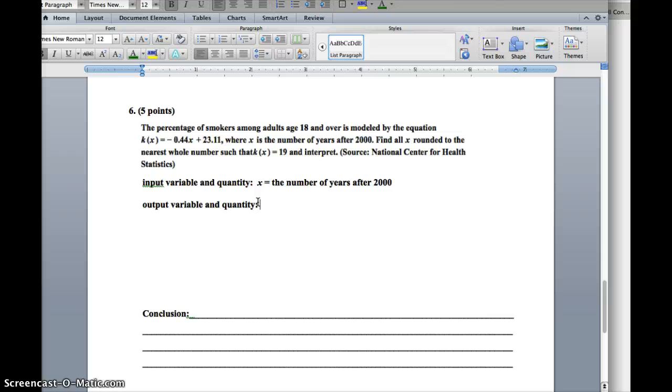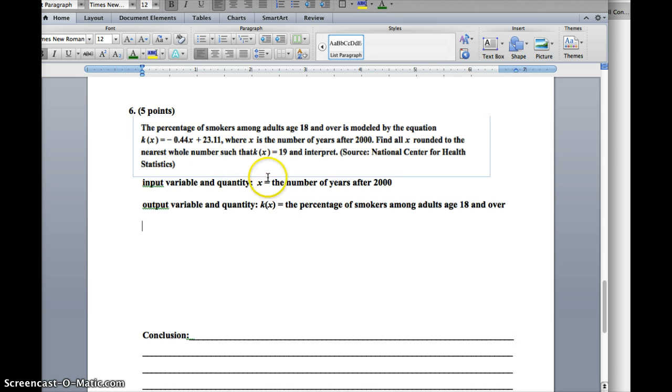So the output variable is k of x. And this is equal to, what does it represent? Well, it says the percentage of smokers among adults age 18 and over. So what we put in is a number of years after 2000, and what we get out is the percentage of smokers among adults age 18 and over.